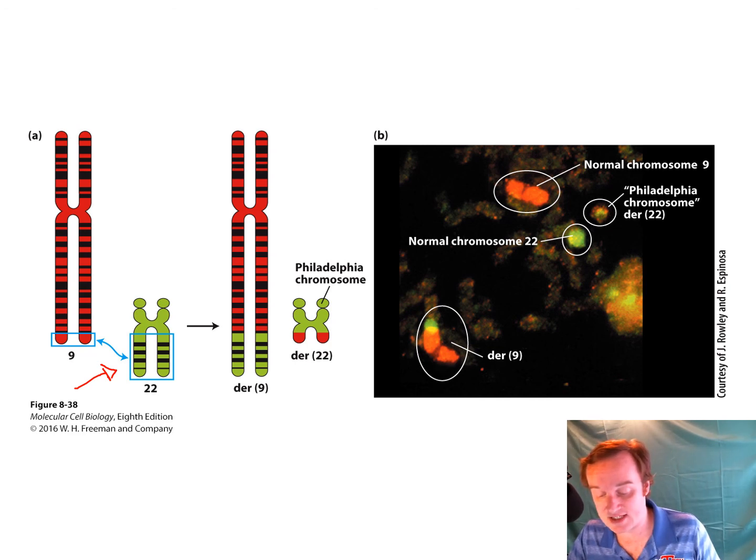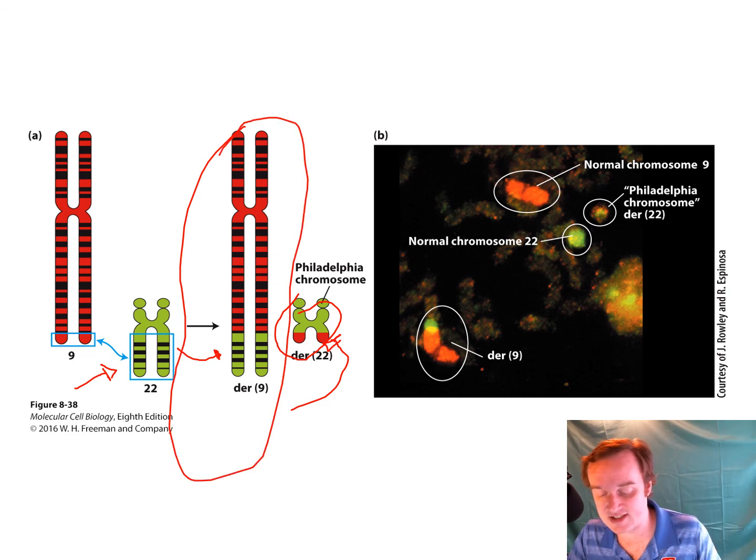So what is happening is, as you can see, number 9 takes a large chunk of 22, and in return, number 9 gives 22 this little piece down at the bottom. So we end up with a shortened 22 and a longer 9. And we call these DER9 and DER22. DER stands for derivative. So derivative chromosome 9 because it's partially 9, partially 22, and derivative chromosome 22 because it's partially 9 and partially 22 as well. But anyways, this leads to leukemia in patients that experience this.